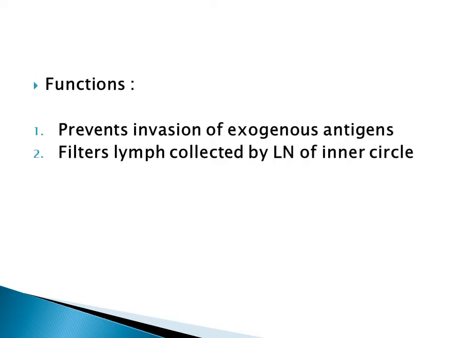Let us see the functions. Waldeyer's ring serves very important functions. One, it prevents the invasion of exogenous antigens, which includes microorganisms. Second, it filters the lymph collected from the lymph nodes of the inner circle. Third, it produces T lymphocytes and B lymphocytes, which have to be sent to the other lymph nodes. So: production of T and B lymphocytes, filtration of the lymph collected from the inner circle, and prevention of the invasion of exogenous antigens.